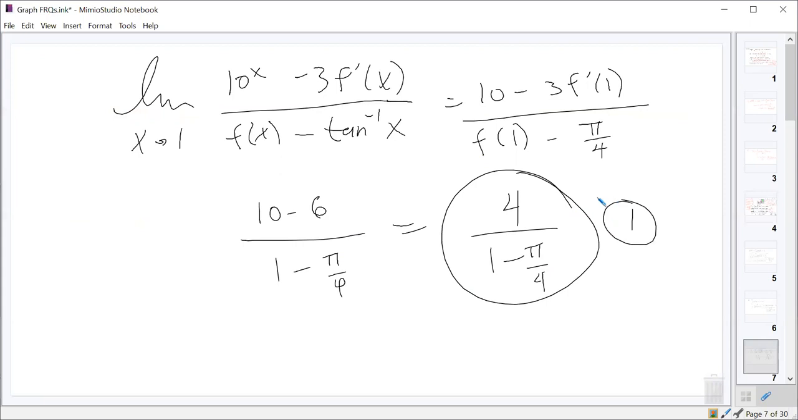They gave you 1 point for that. Four over 1 minus pi over 4. Yep. I mean, if you want to get a common denominator of 4 and write 16 over 4 minus pi, knock yourself out. But you don't need to.